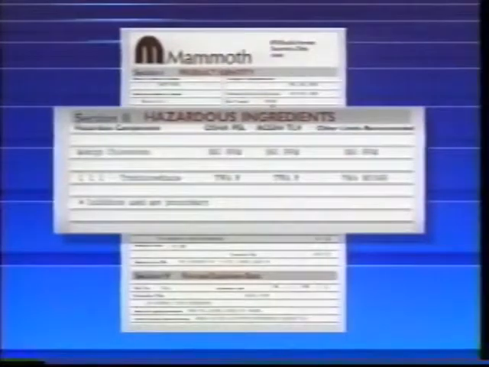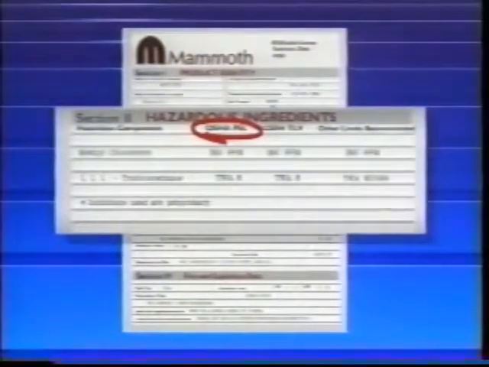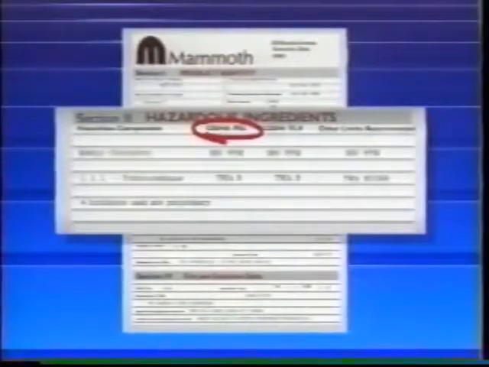The MSDS has to list the chemical's hazardous ingredients by their chemical names. That's important because it lets you check the chemical ingredients yourself to find out what the hazards really are. By every hazardous ingredient, the MSDS has to give the maximum safe exposure. If OSHA has set a permissible exposure limit, a PEL, it has to be listed.